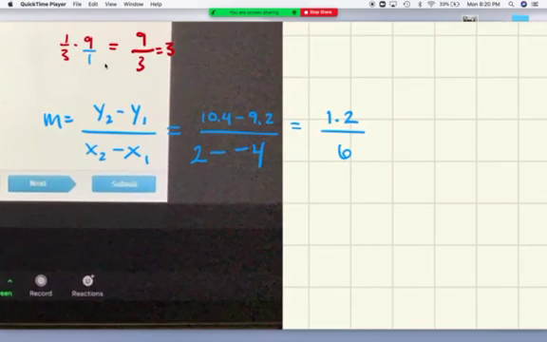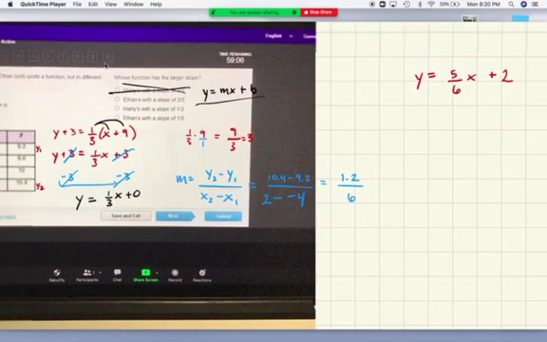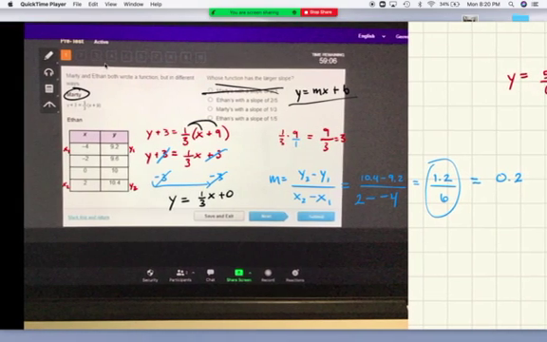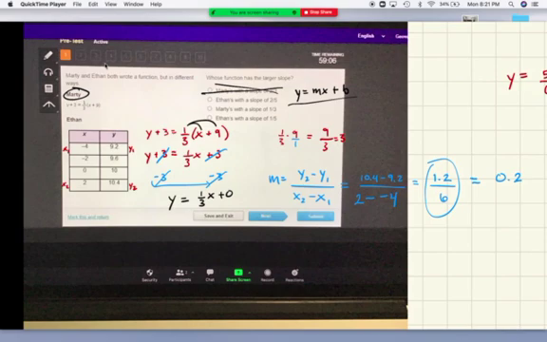And then 6. So this is one of the slopes. I'm just going to divide it in the calculator. 1.2 divided by 6 equals 0.2. Just to make it simple. And then I'm also going to divide the 1/3 in the calculator, just so I can compare them.